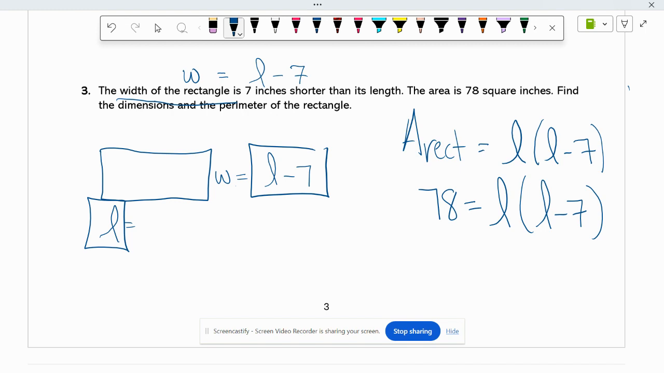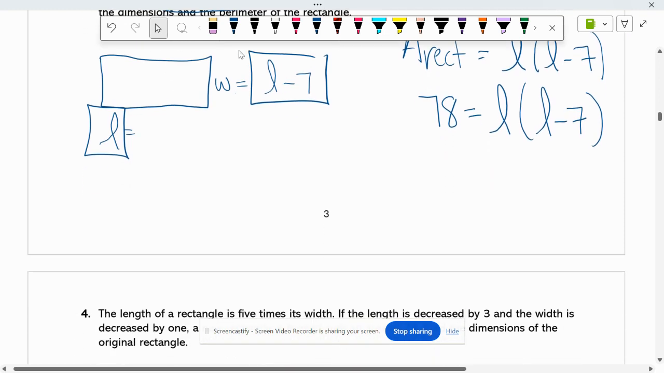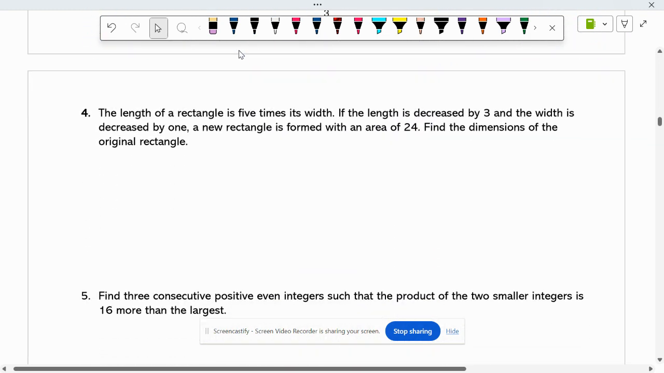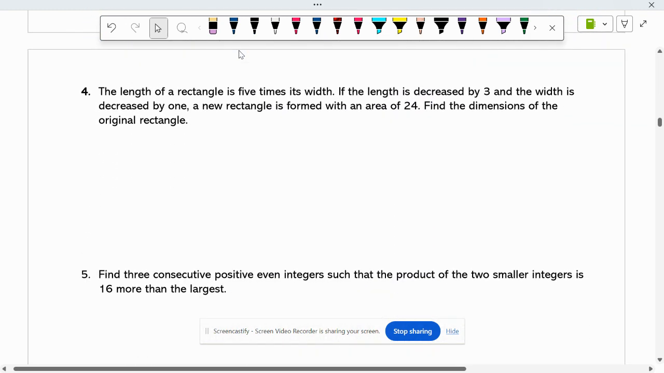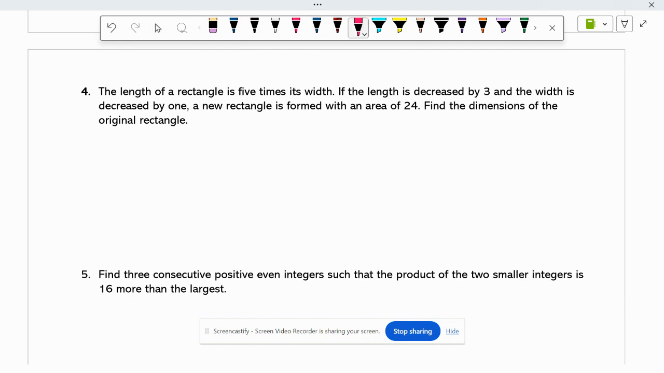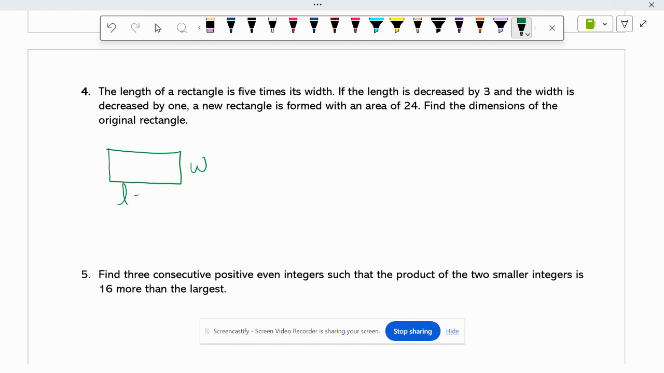Go to question number 4. So you're going to do 2, 3, and 4. It says the length of a rectangle is 5 times its width. What should I do first, Ashton? What's the first thing I should do? Yeah, I'm going to draw a rectangle. I'm going to label my sides. One is W and one is L.